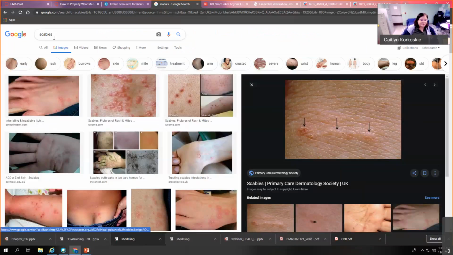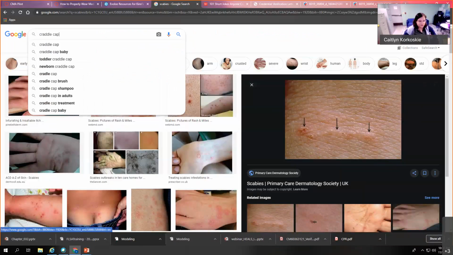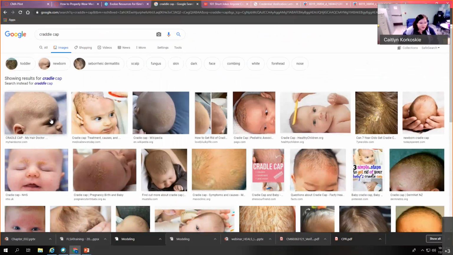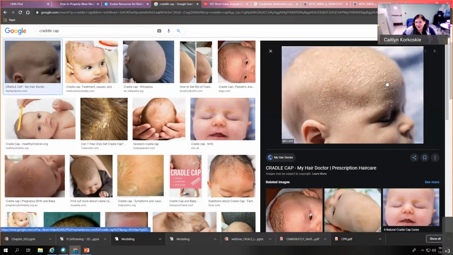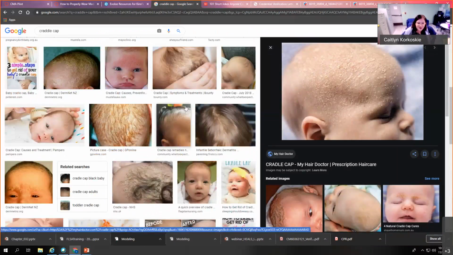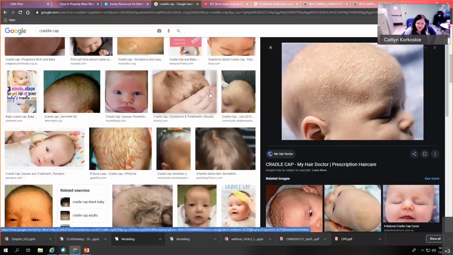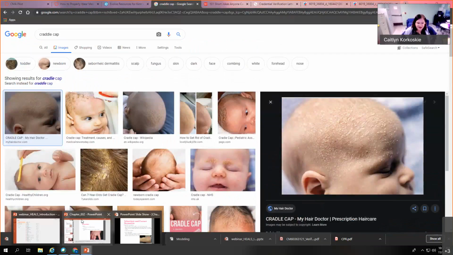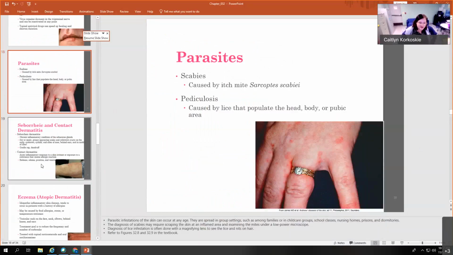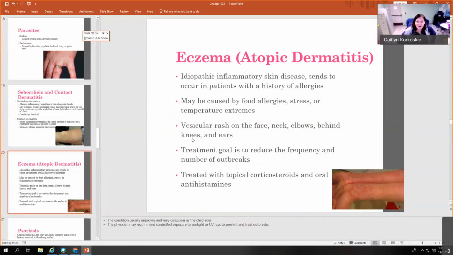Let me show you cradle cap. It happens in newborns, so they develop this flaky, sometimes moist, but the majority of the time dry, yellowish, crusty, flaky rash on their head. It's not painful or anything, it looks more like dandruff. It's pretty common for babies too. So you just basically comb it out and then apply some ointment to it.